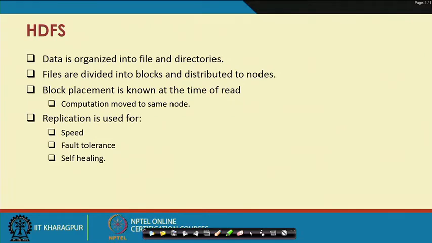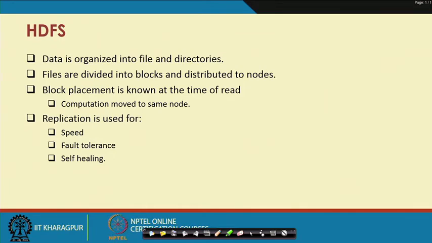So, what are the details? The first thing is that, like any other file system, even in the Hadoop distributed file system, the data is organized into files and directories, and just as you work with any Unix files, you can also work with files and directories in the Hadoop distributed file system.